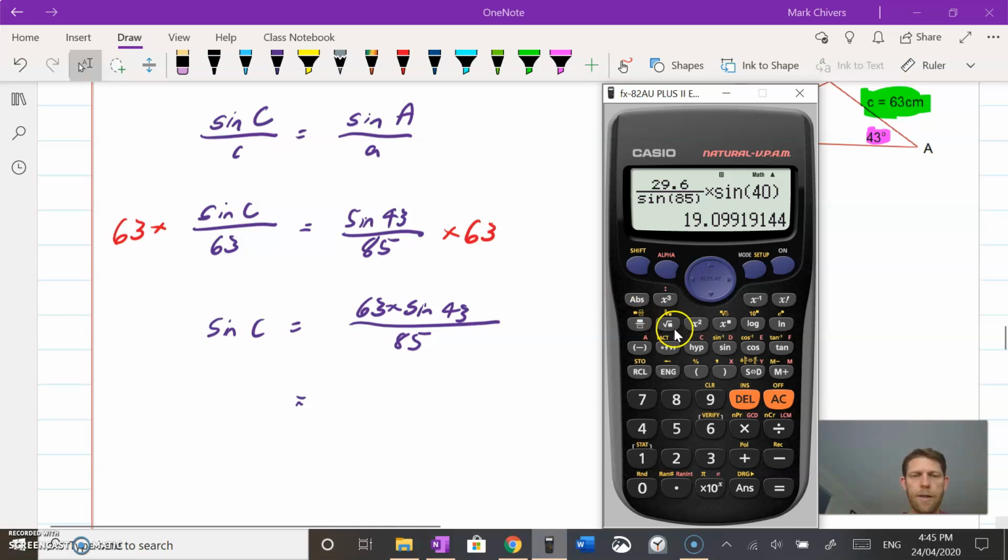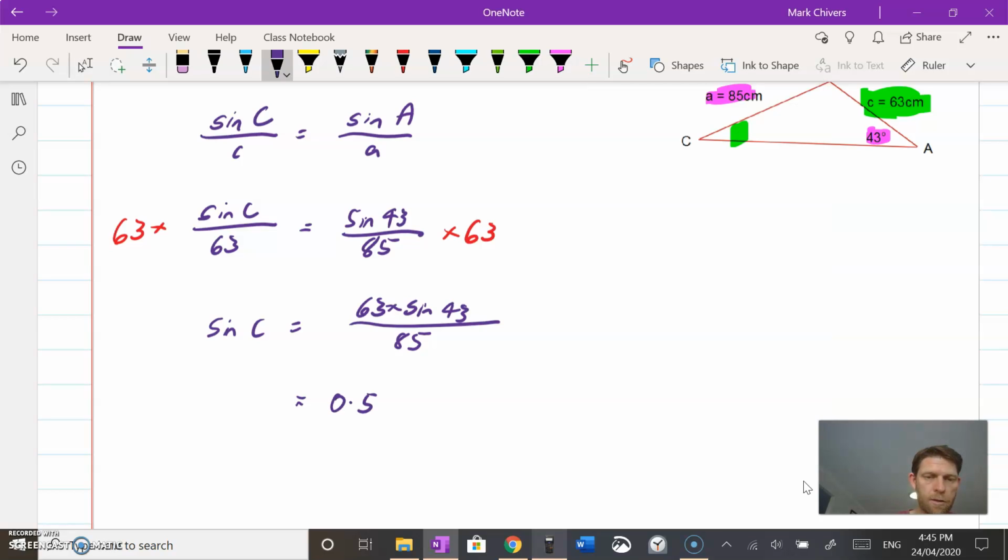Use the calculator. We'll start a fraction first: 63 times sine 43, close our brackets, over 85. That's going to give us a number, and I might just write that down: 0.50548, and I'll just leave some dots to say that it keeps going.